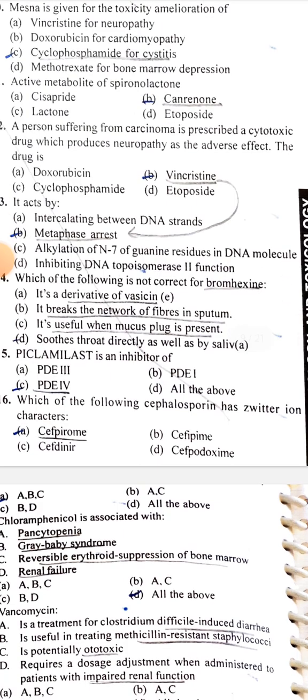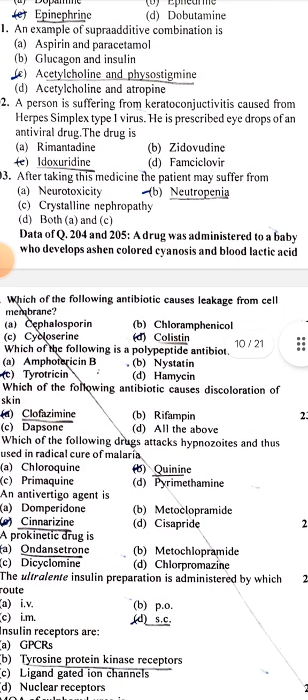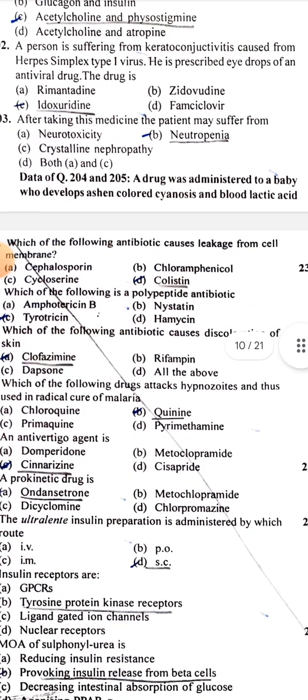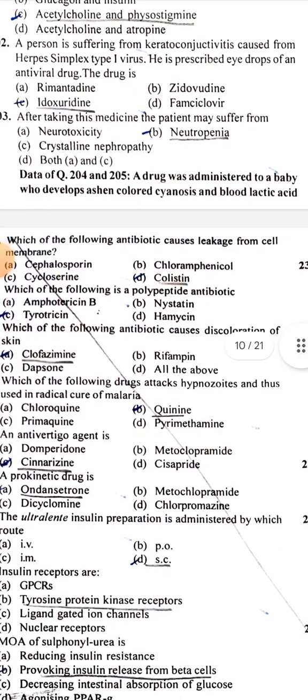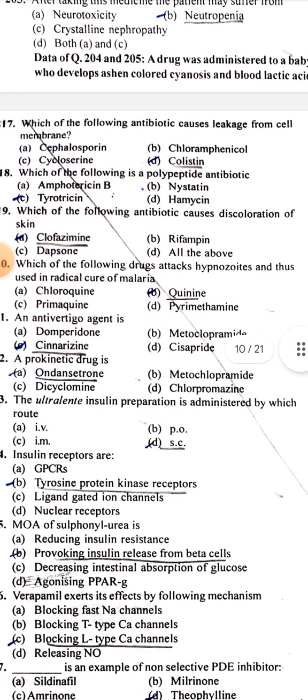Which of the following cephalosporins has zwitterion characteristics? That is cefpirome. Which one of the following antibiotics causes leakage from cell membrane? That is colistin. Which of the following is a polypeptide antibiotic? Tyrothricin. Which of the following antibiotics causes discoloration of skin? Clofazimine.